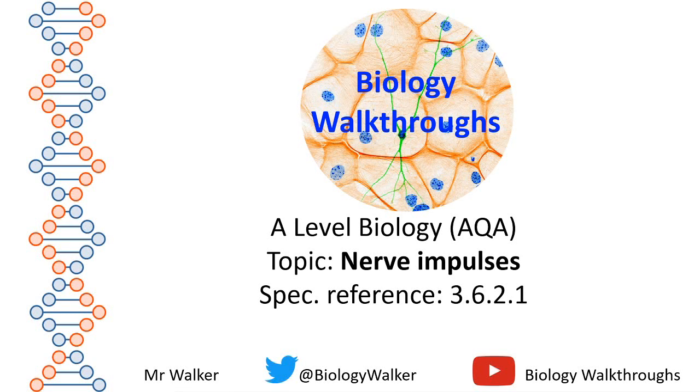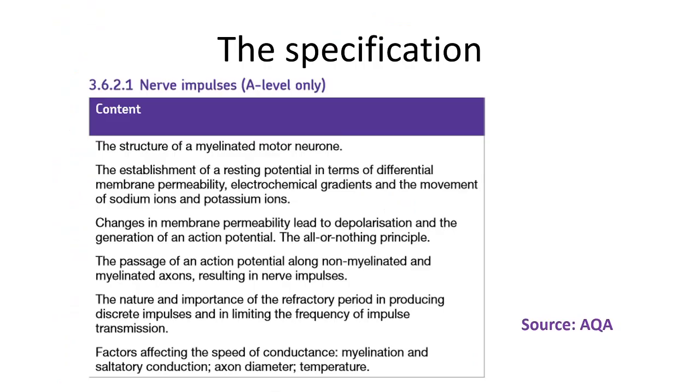Hello everybody, in this video I'm going to be discussing the AQA A Level Biology topic nerve impulses. So on your specification this is section 3.6.2.1. In this section of the specification we will discuss the structure of different types of neuron, specifically the myelinated motor neuron, but I'll go through others for context.